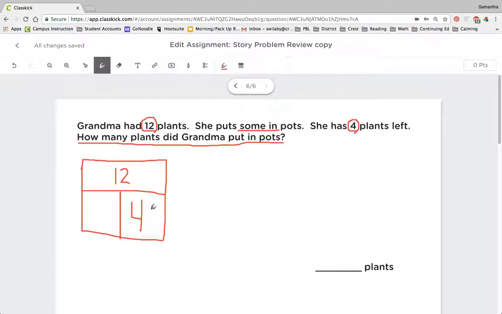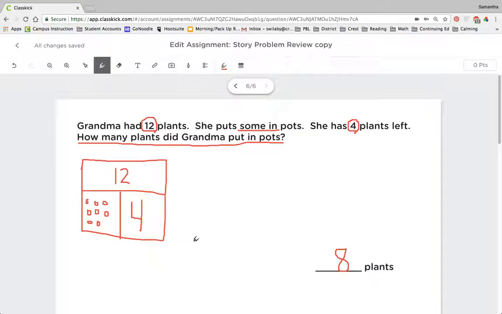So if I know that one part is 4, I need to get to 12. So I count on until I get to 12, drawing a circle each time I count on. 4, 5, 6, 7, 8, 9, 10, 11, 12. So I can see here that I drew 8 circles. So that means that she put 8 plants in pots.